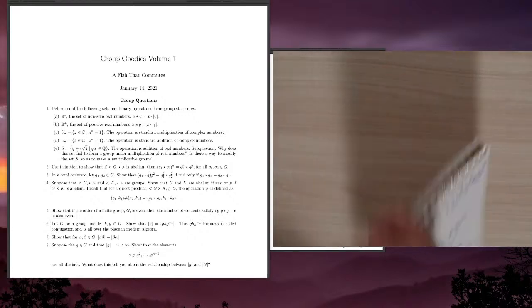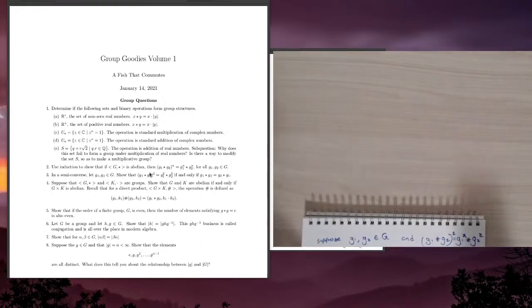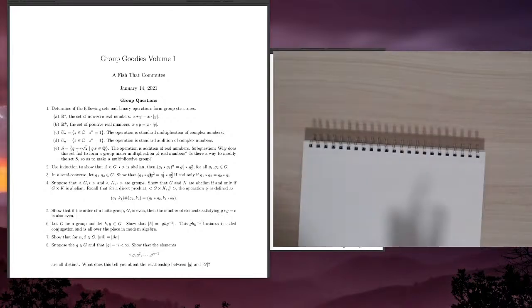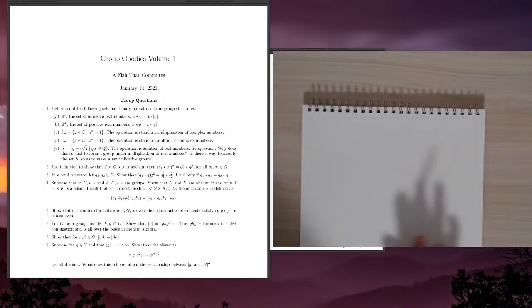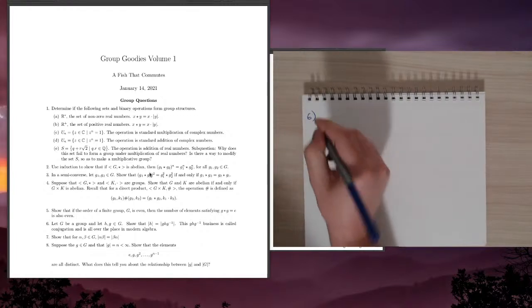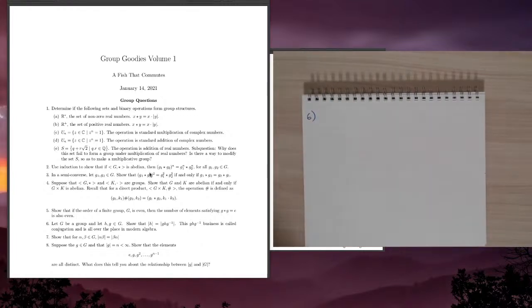Number 5 is a great problem. This is a classic problem. Actually, I'll finish with number 5. I'm going to do number 6, and then I'll do number 5. So G is a group, H and G are elements of the group G. We want to show that the order of H is equal to the order of GH inverse.